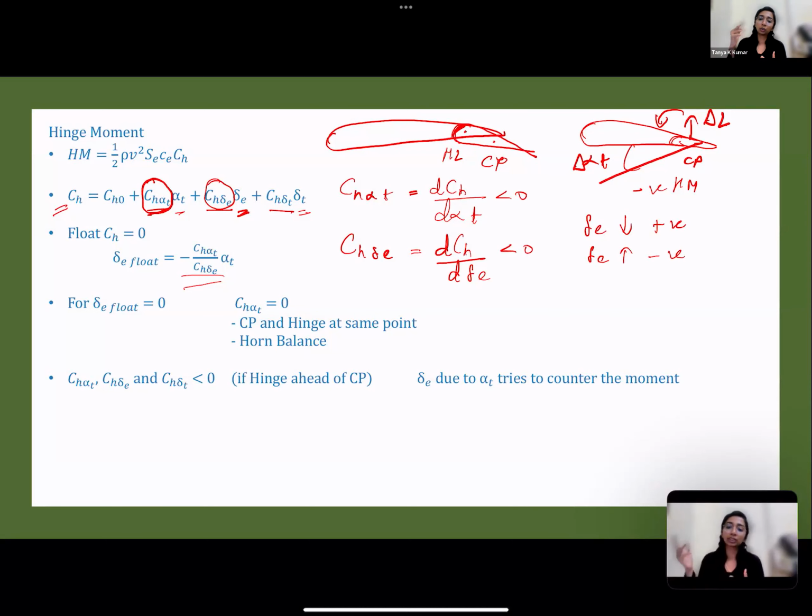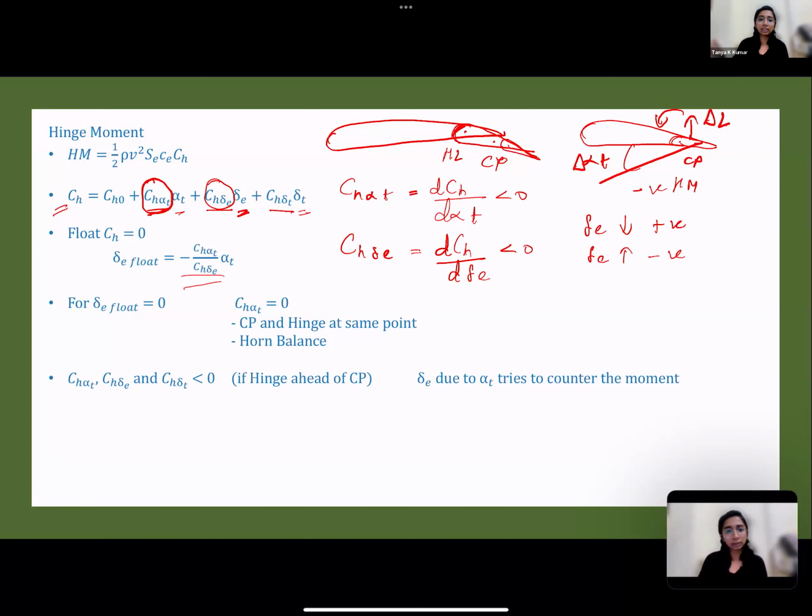And it produces a nose down or pitch down moment at the hinge line. So that is negative. So that is why your CH delta E is negative. Similar explanation is for the trim tab. The trim tab is just another surface added here.